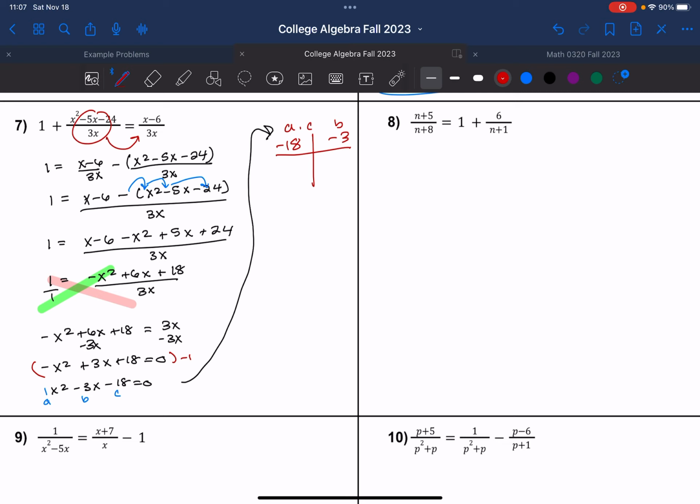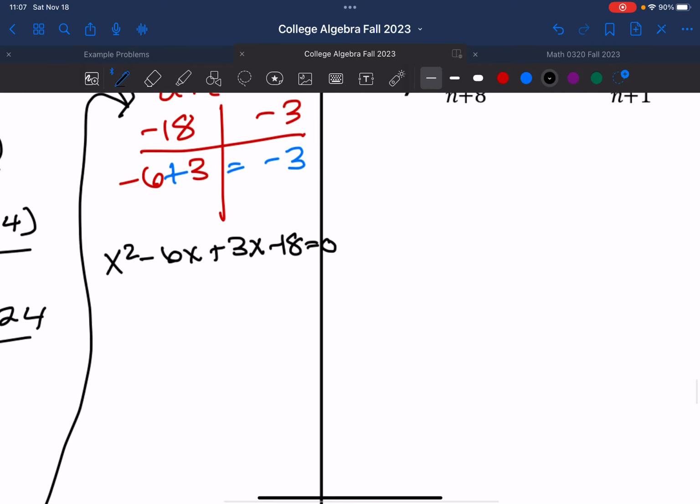So let's see. We have 6 and 3 gives us 18, but negative 6 and 3, if we multiply, gives us negative 18, and if we add, gives us negative 3. Okay, so those are going to be our numbers. So once we have those, remember we plug them in and we do factor by grouping. So I'm just going to have x squared minus 6x plus 3x minus 18 equals 0.